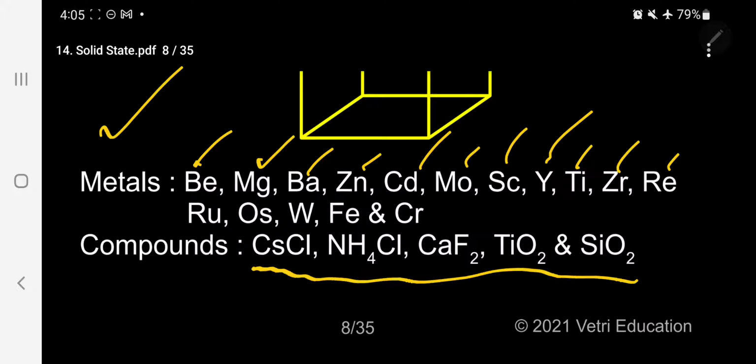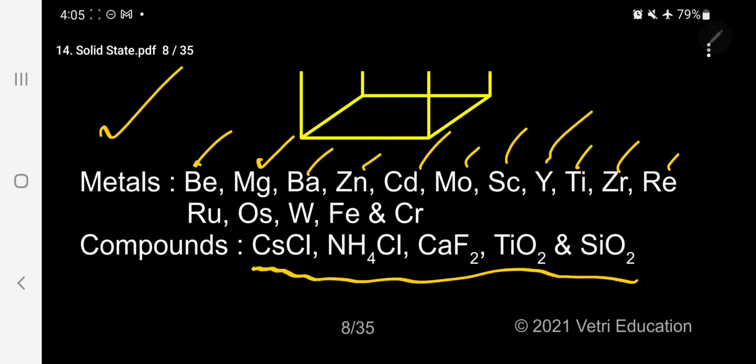Why am I asking you to memorize? Because in the examination they ask simply how many atoms are present in the body-centered cubic lattice, in ammonium chloride. Unless you know ammonium chloride is body-centered, you cannot predict there are 2 atoms. So, this list you must memorize.